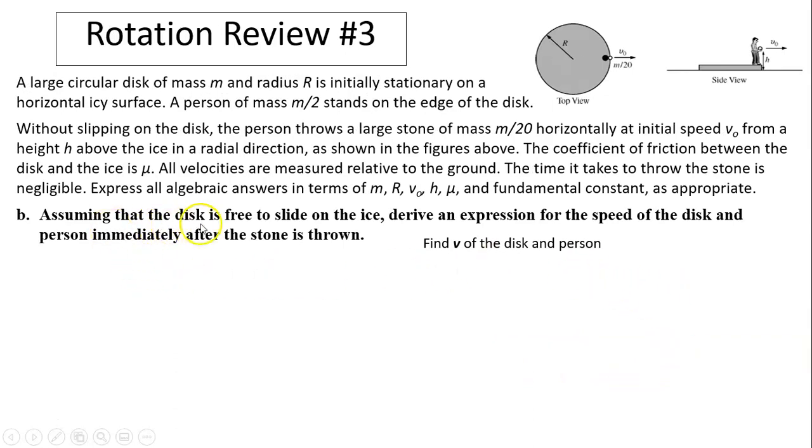Next part: assuming that the disk is free to slide on ice, derive an expression for the speed of the disk and the person immediately after the stone is thrown. So this is to find the velocity of the disk and the person.